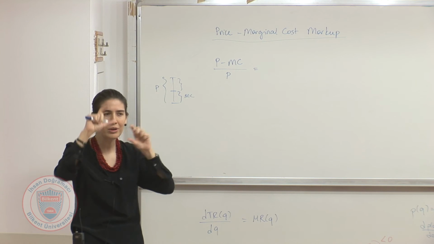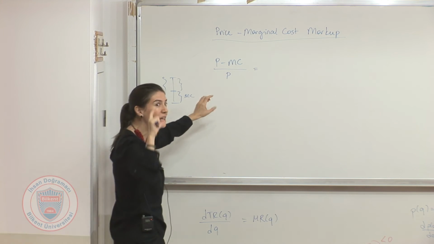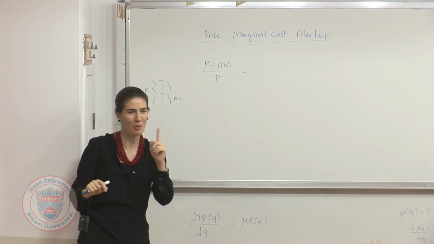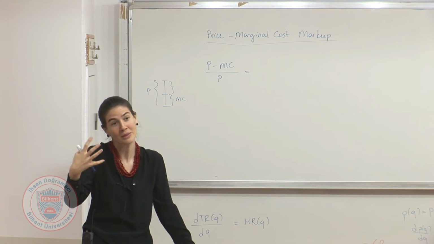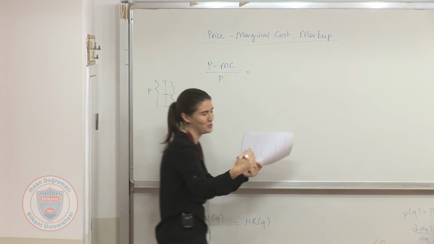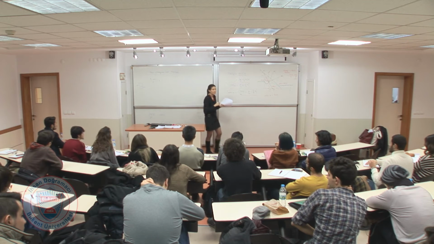So this is really nice because we can know that this portion is due to costs and this portion is due to profit, okay? Their desire to make profit.